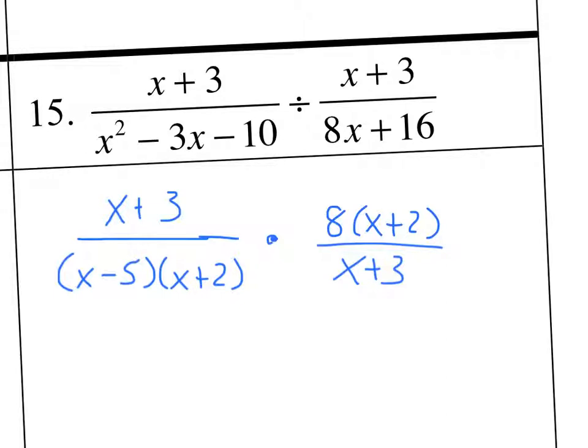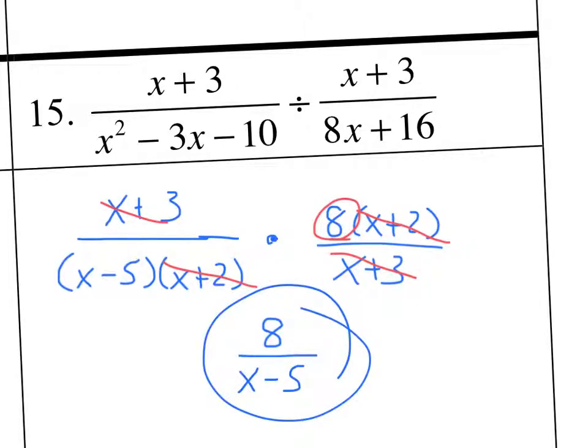And now the satisfying part where we start to reduce, the x plus 2's drop out, the x plus 3's drop out. I'm left with an 8 in the numerator. Folks, and now we get this as our final answer. 8 divided by x minus 5.